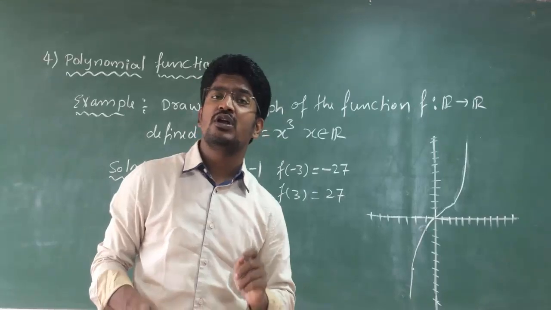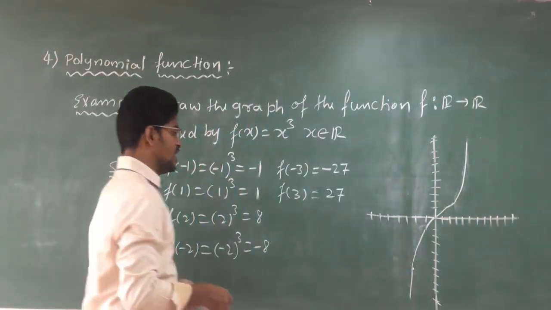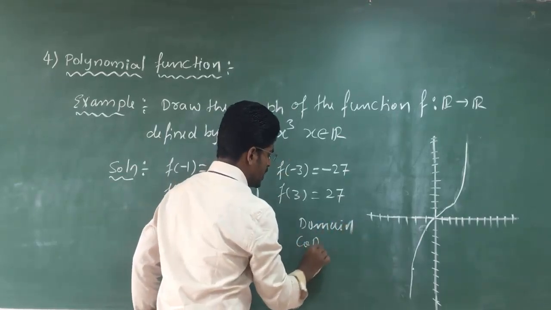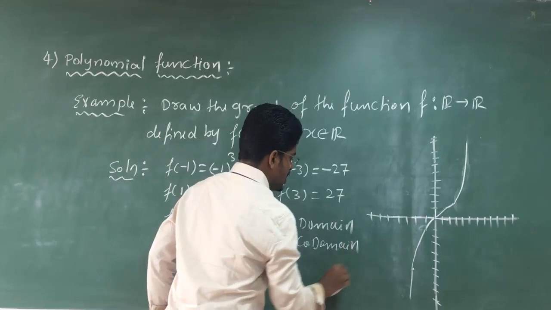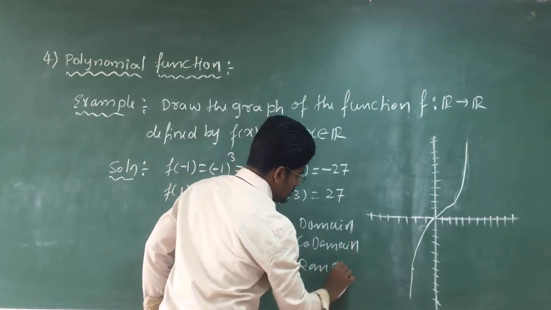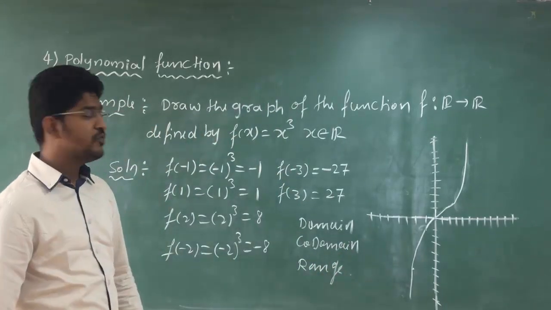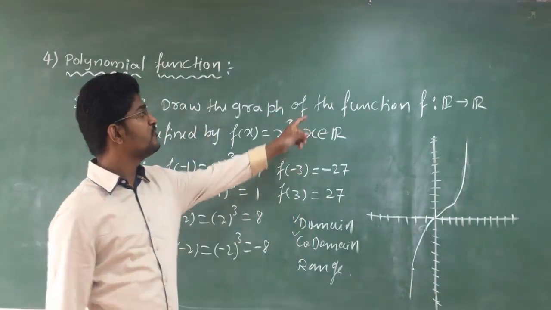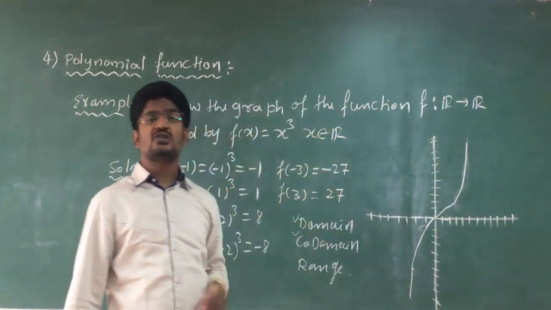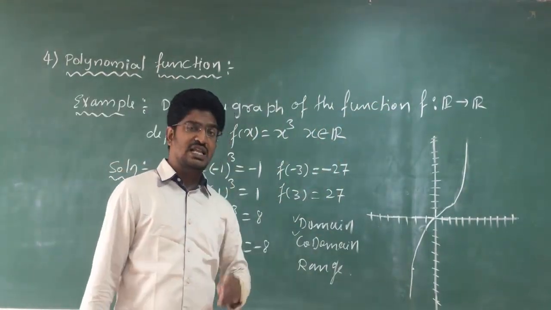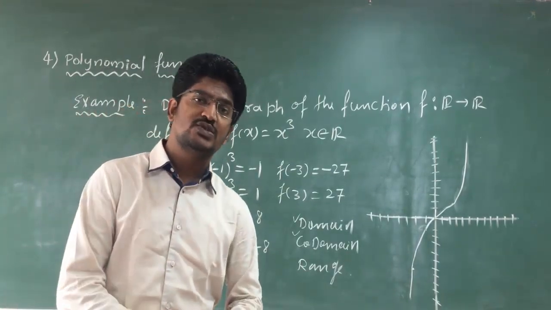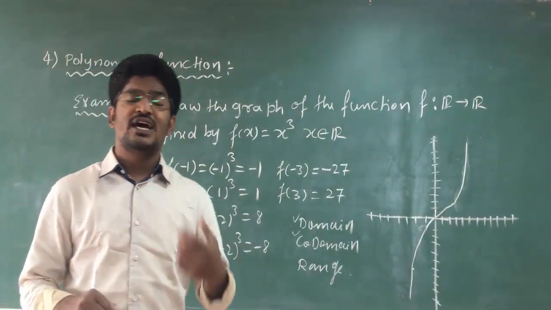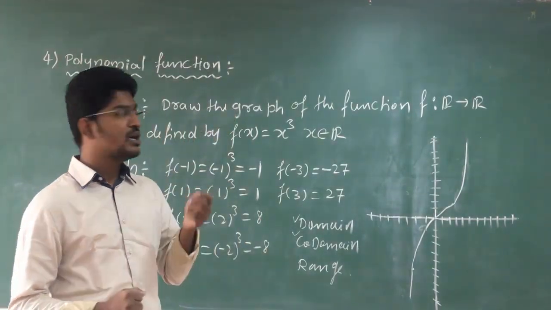Clear? So try to do the homework. The homework is: write the domain, codomain and range of f of x equal to x cube. These two are directly from f from R to R. If you know that, you know what the domain and the codomain are. But for the range, you have to think a little bit and answer. So do this homework, so that I get a clear idea that you are very clear with the concepts.